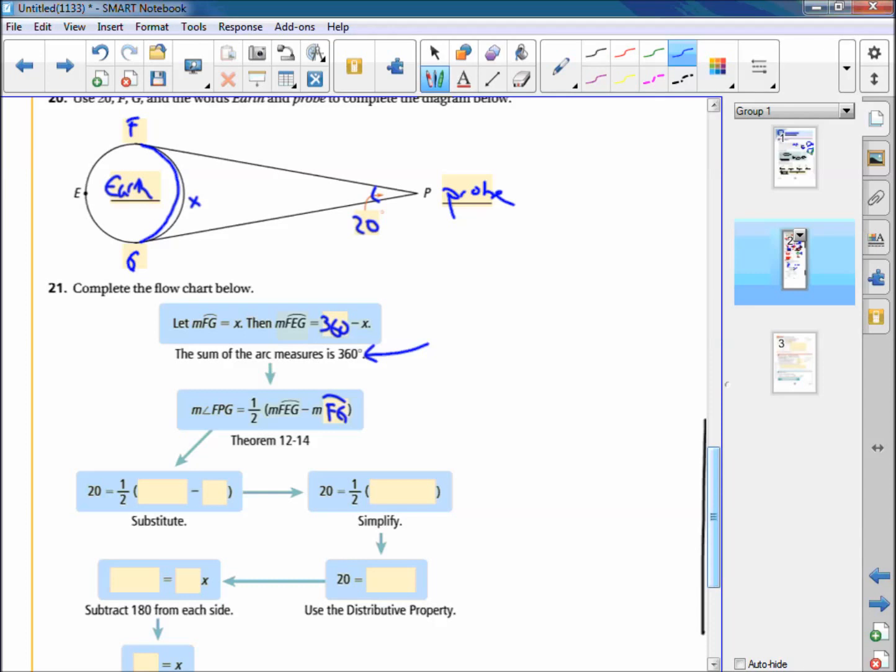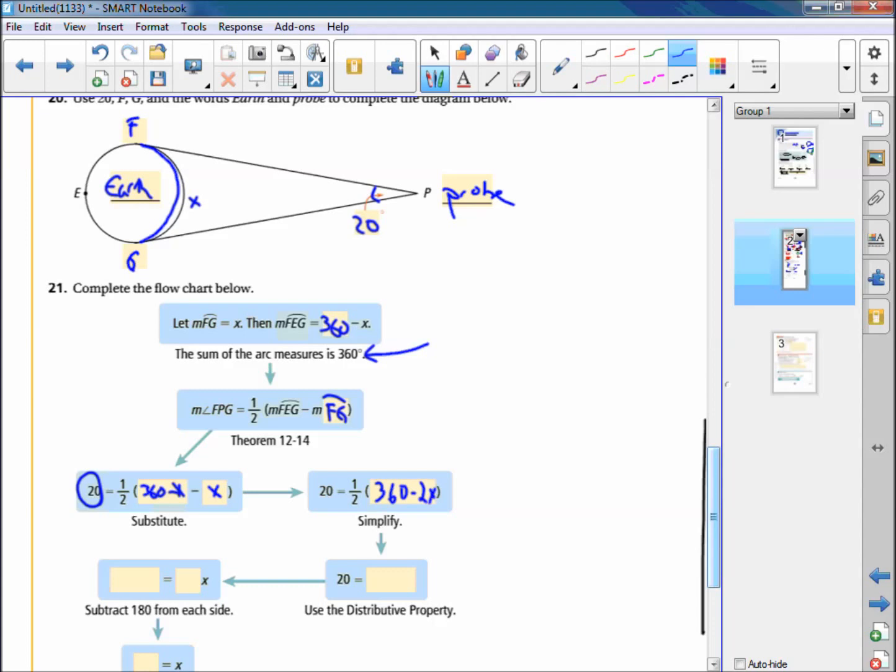Then we're going to substitute some things we know. We know the outside angle is 20, and the big arc is going to be 360 minus x, and the little arc is going to be x. Then we'll simplify this to 360 minus 2x.